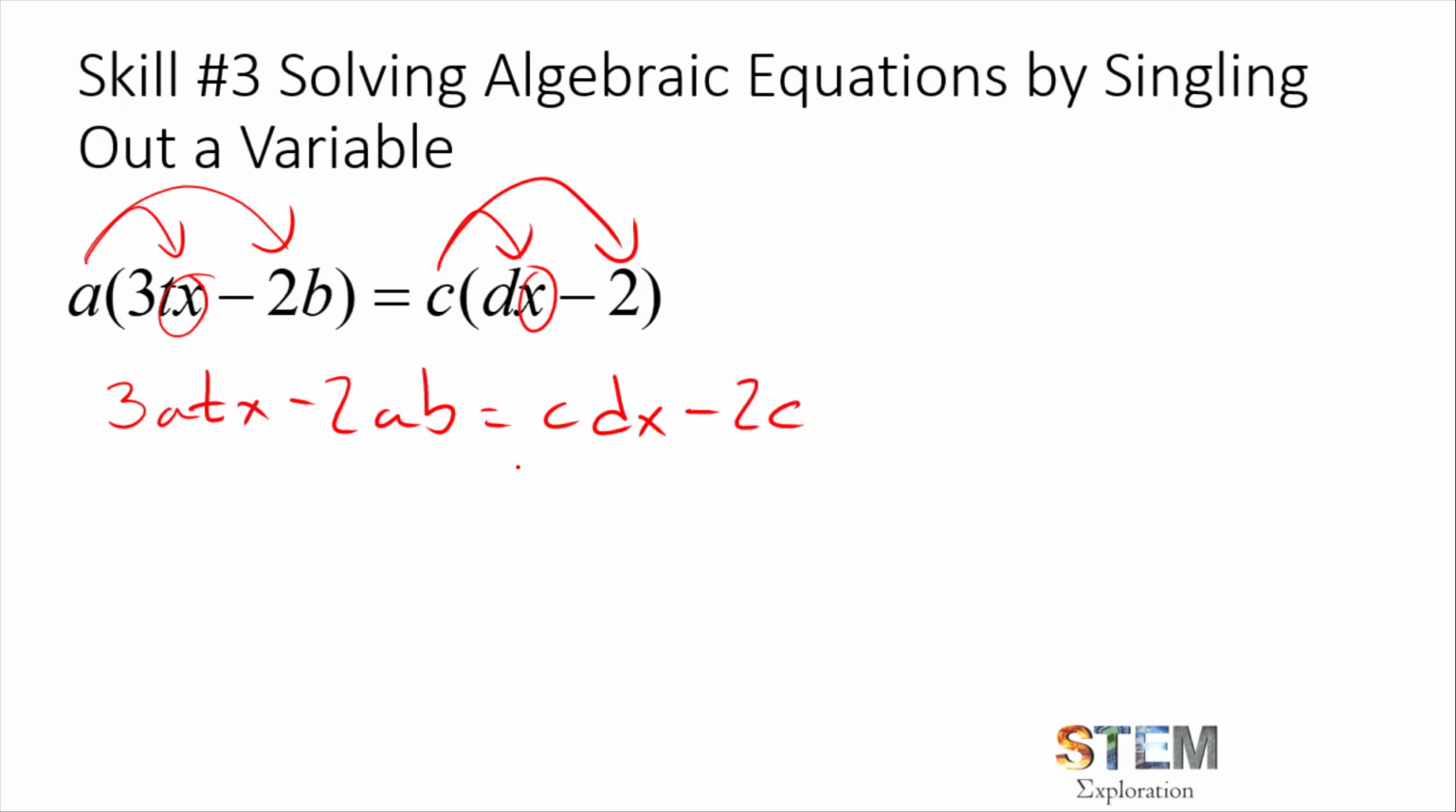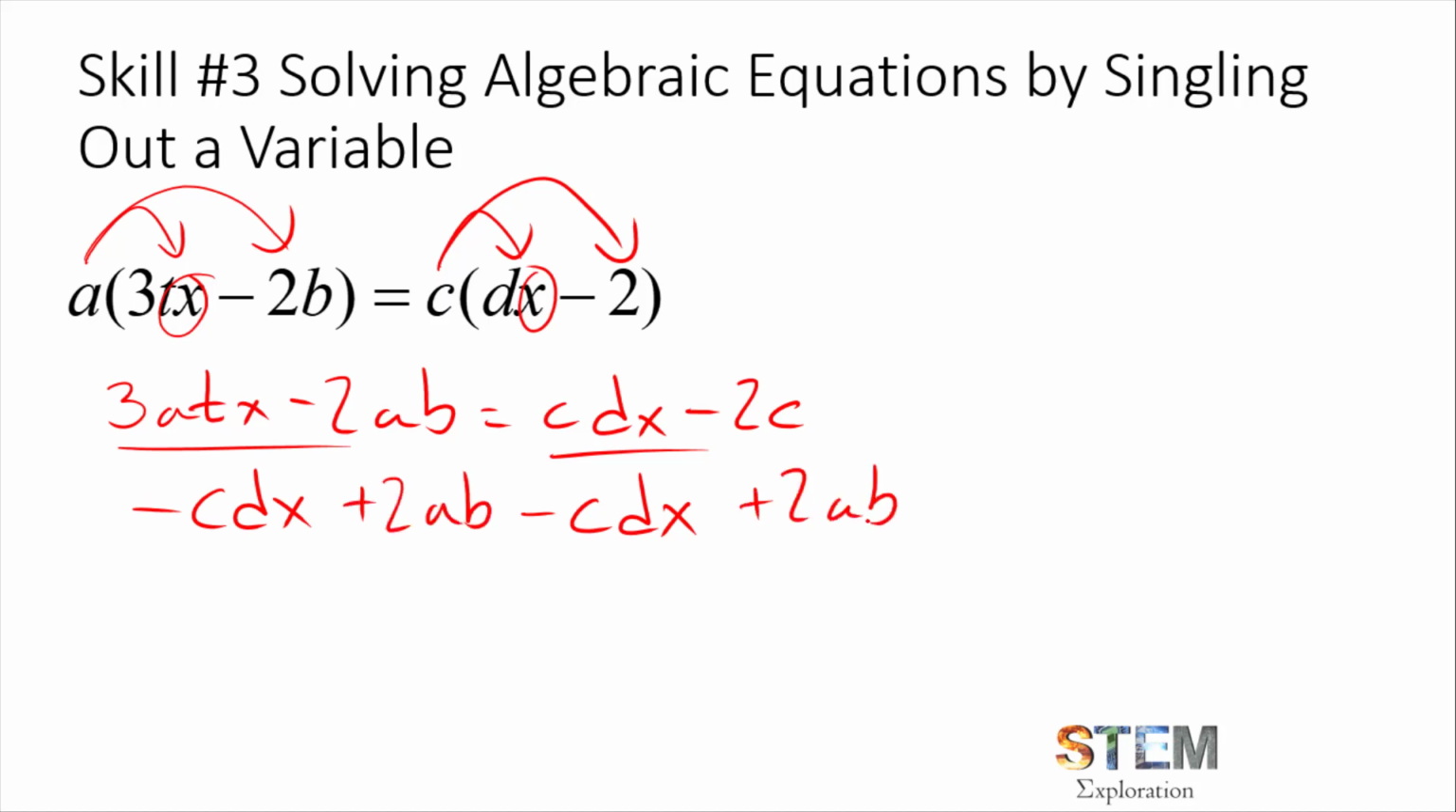In this given situation, you're going to notice that there's an x term here and an x term there. So let's just move cdx to the other side. So I'll subtract cdx from this side and then add 2ab to the other. All this is going to do is get the 2ab's out of the way here, the cdx is out of there, and then we'll have 3atx minus cdx, and then set that equal to 2ab minus 2c.